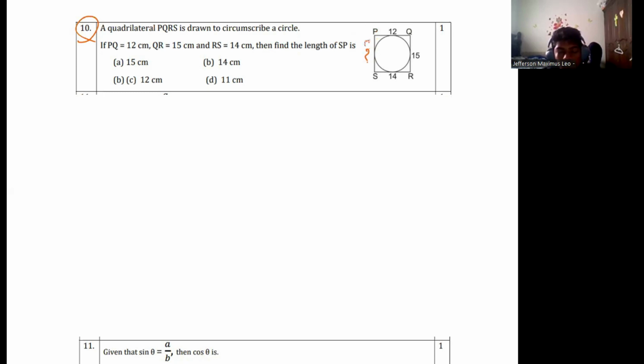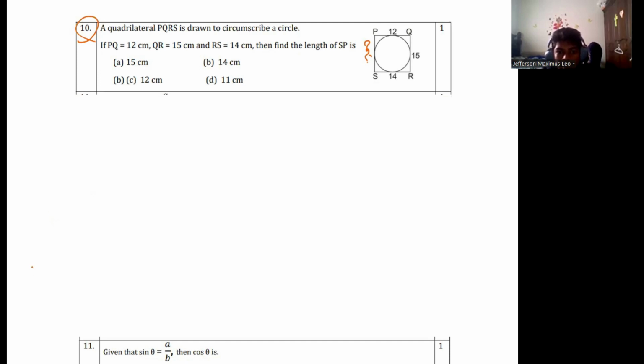Okay, this is a similar sum from the circles lesson. We can draw a diagonal for this quadrilateral. No need, there is a direct result. Ma'am, if we draw the diagonal and use Pythagoras theorem, we can find it, right? No need, we have a direct result. It is one proving-type sum in exercise 10.2 of the circles lesson.